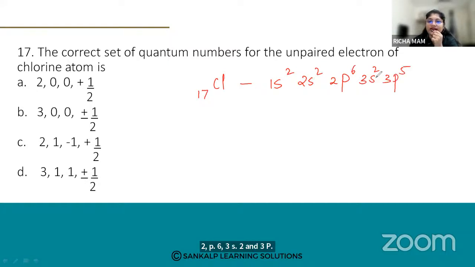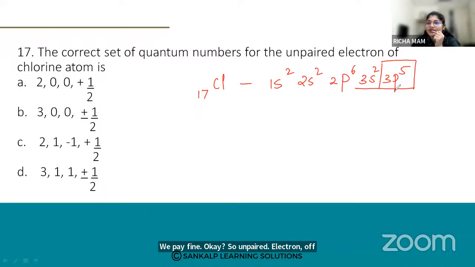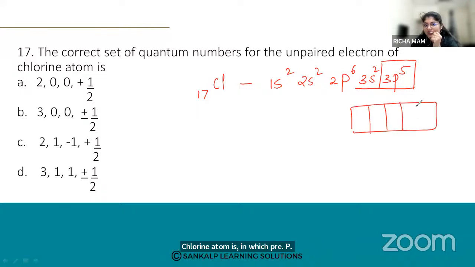See, 6, 7, 8, 9, 10, 11, 12, 13, 14, 15, 16, 17. Okay, so 3s2, 3p5 is the electronic configuration. So the unpaired electron is present in what? It is 3p5. Okay, so the unpaired electron of chlorine atom is in 3p5, right? 3p5 means 1, 2, 3, 4, 5. So here in 3p5, the unpaired electron is present.